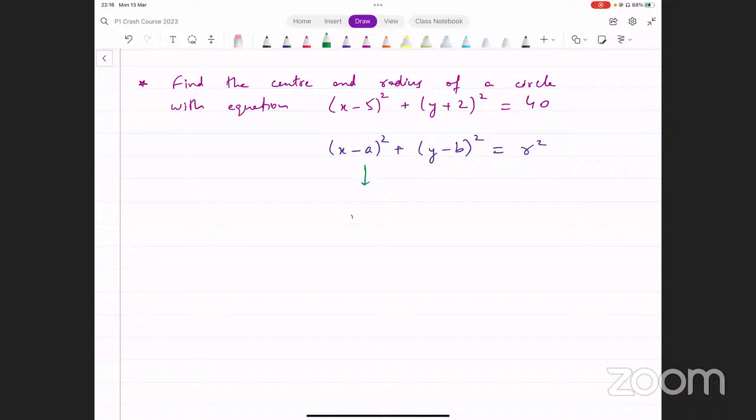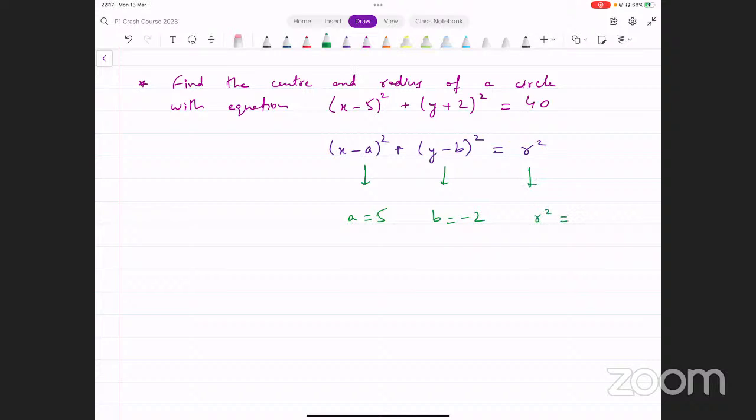From here we get a equal to 5. One way to remember this is you just flip the signs, because we have negative signs here, and when we multiply by minus, it changes the sign. So a equals 5. This is plus 2, so it becomes minus 2. So b equals minus 2, because when we equate minus b to plus 2, the value of b turns out to be minus 2. What about the radius?